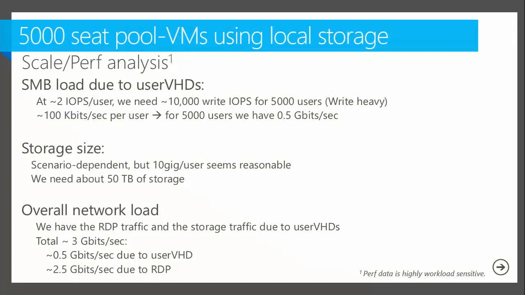So to size your storage, 10 gig per user for pool VMs. Depends on your scenario. You might need more. But if you go with 10 gigs, 50 terabytes of storage is what you need. And the overall network load, because of this user VHD traffic, combined with the RDP traffic, is only 3 gig by itself. Within your data center, isolated, it's really insignificant. It's 0.5 gigabits per second.